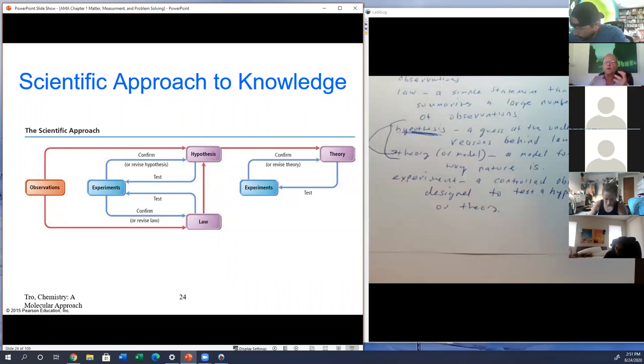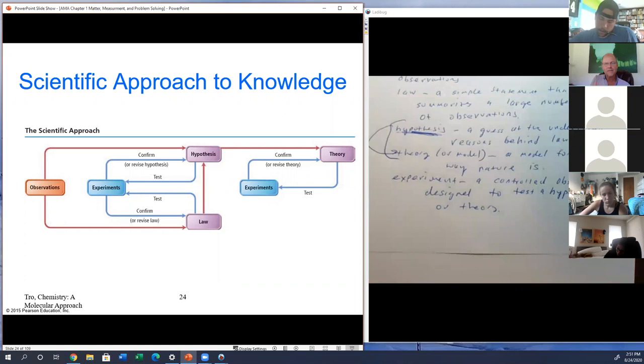That's what we know. So what are some examples of theories? The atomic theory, the idea that matter is made of atoms. The model of our universe and our solar system with the sun in the middle. That's a model for how our universe is. We're going to look at a lot of theories throughout this semester. We're going to look at theories for chemical bonding, for example, and theories for the behavior of gases.